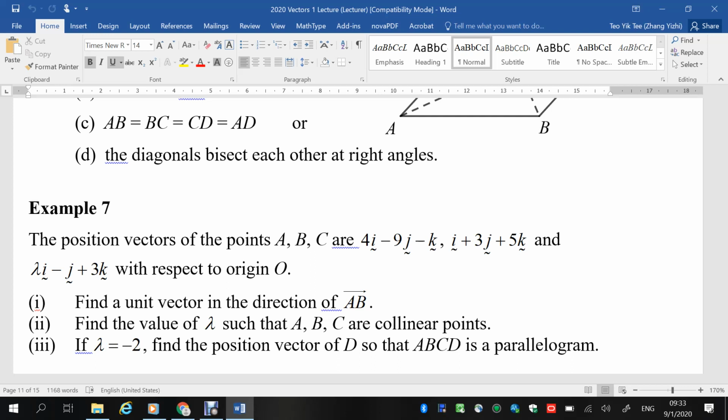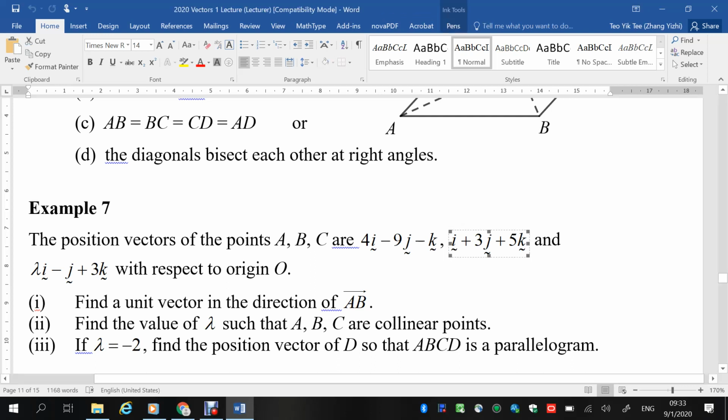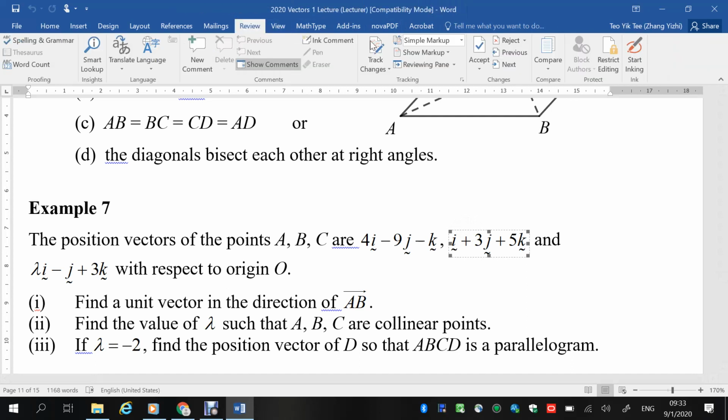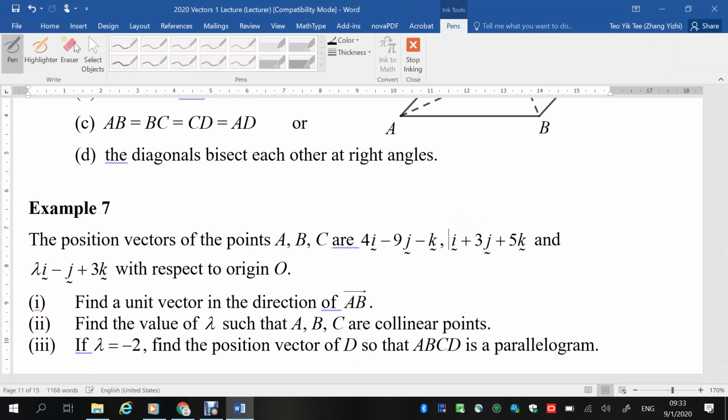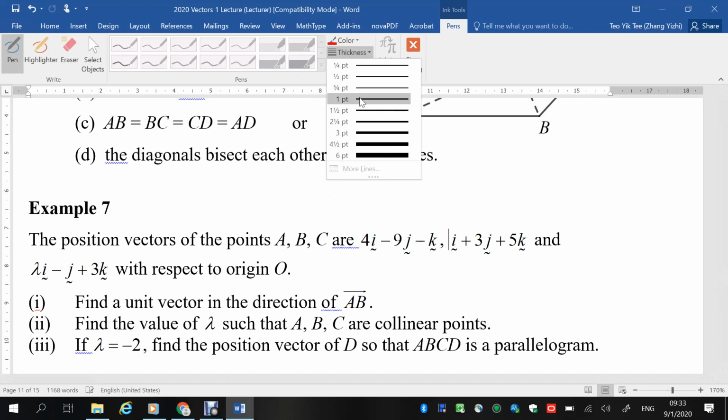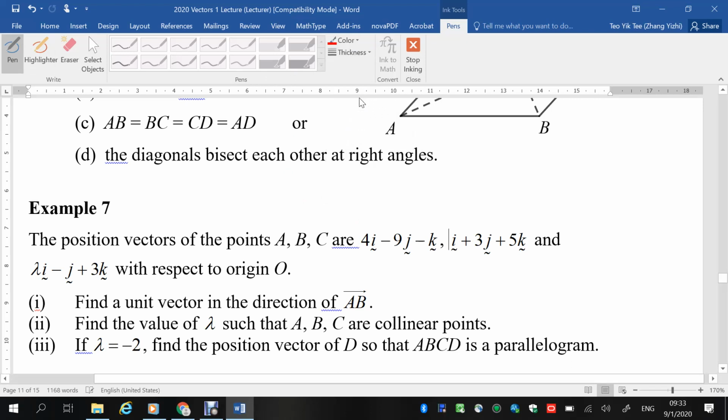Example 7, you are given 3 position vectors A, B, and C. This is typically one way by which they present your question. They don't give it in column vector notation, they give it in terms of i, j, k. Are you able to switch all these ijk into column vectors? Ask yourself, do you have the ability? How to interpret this? What is 4i minus 9j minus k? In column vector it is 4, minus 9, minus 1. Confident? Okay, do that for the rest.